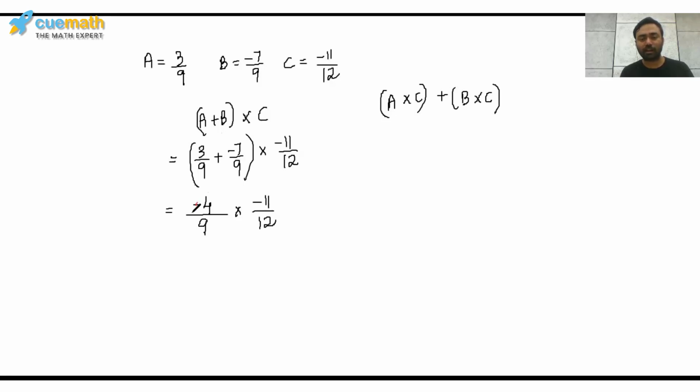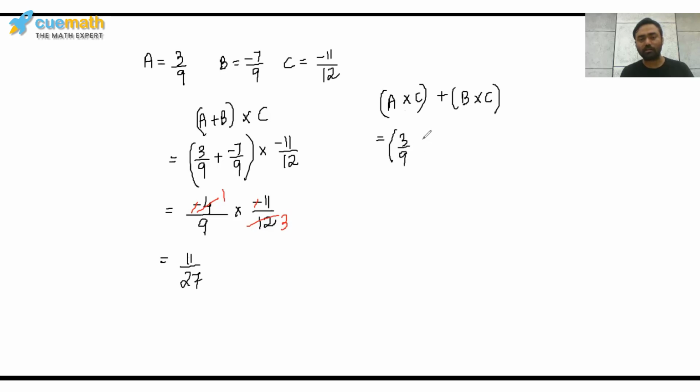Now let's reduce the common factors. So first thing, negative and negative multiplied would give us positive. 4 1s are, 4 3s are. Eventually the value of this would be 11 over 27. Let's see what we get in case of this. So A is 3 over 9.